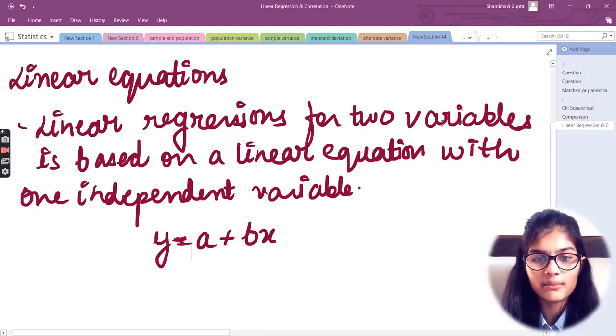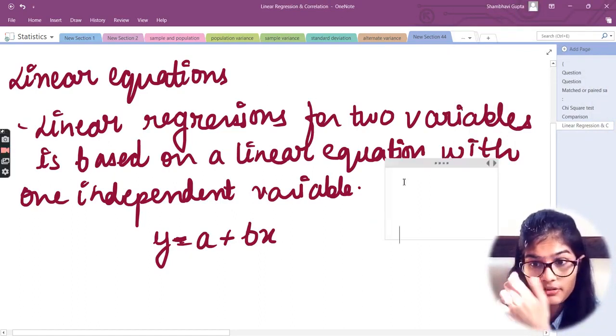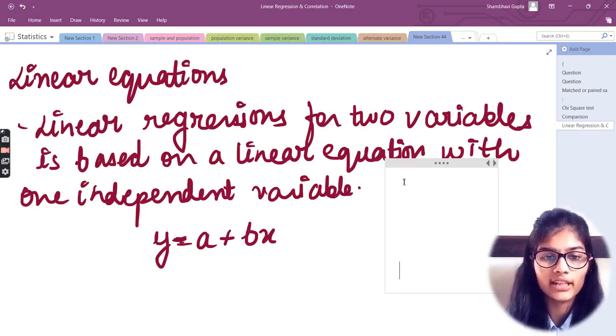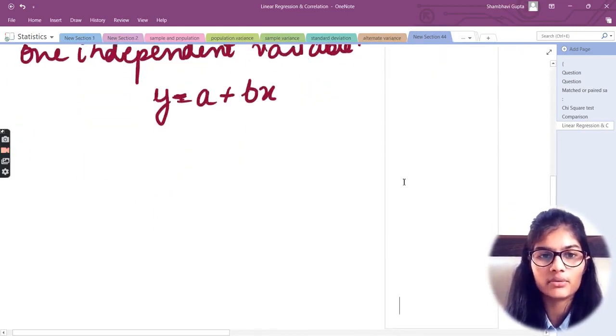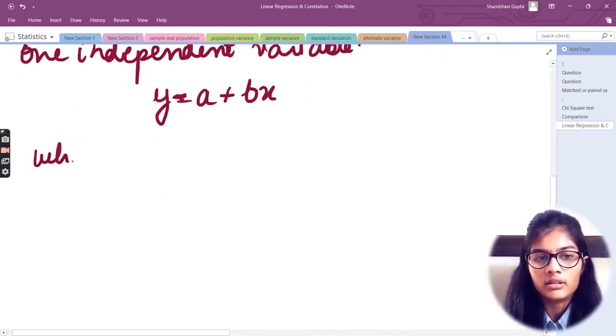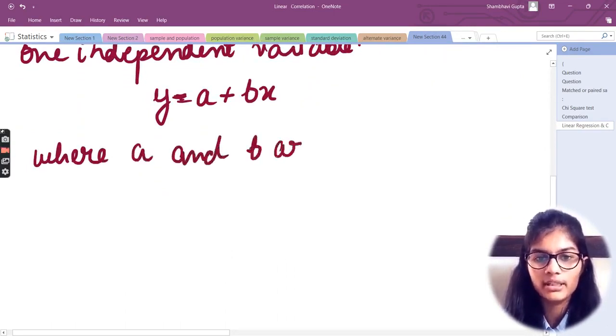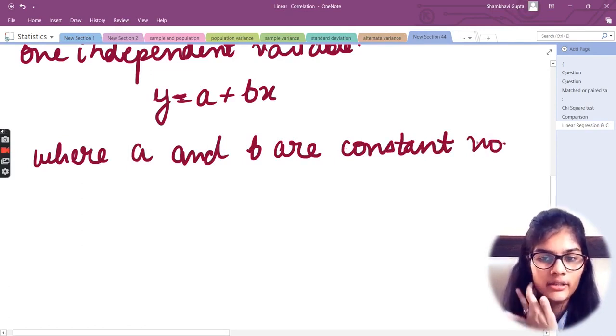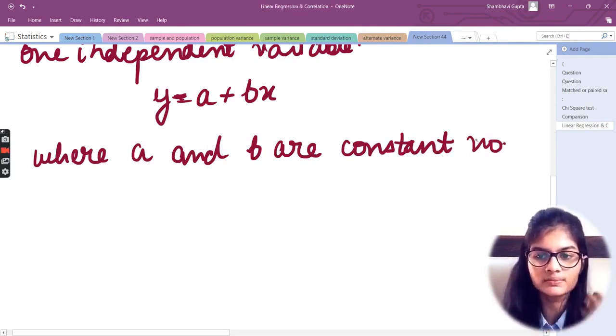Now, let me come down here and get some space to write. Now I will be seeing some more things. What are the values of a and b that I have here? So I could simply write here that a and b are constant numbers. The constant numbers which we have, that is a and b.